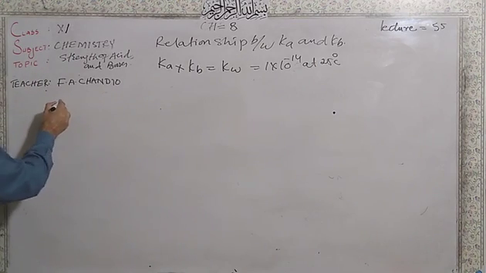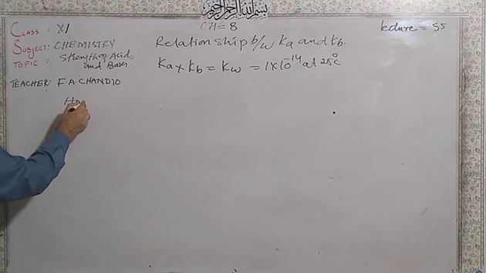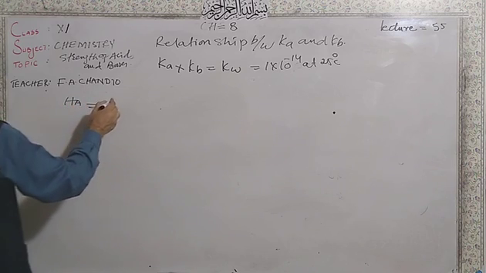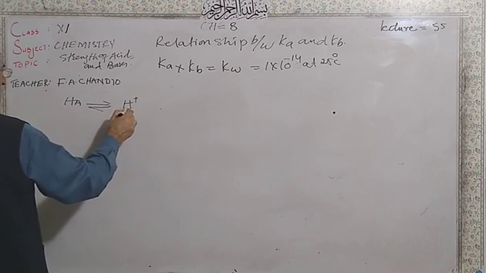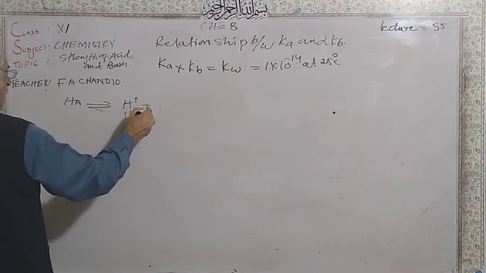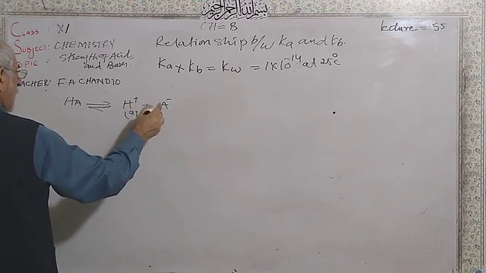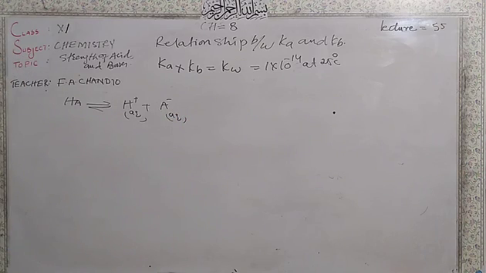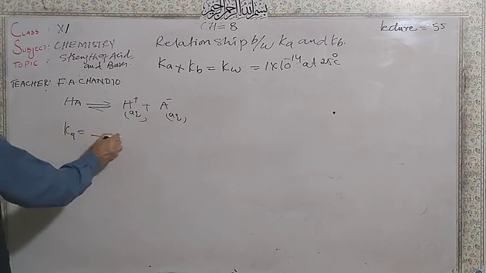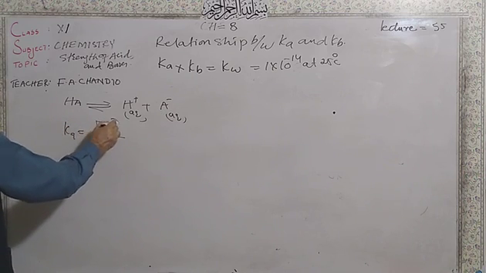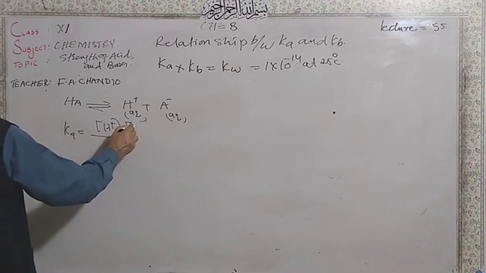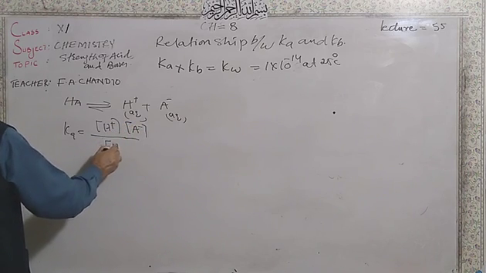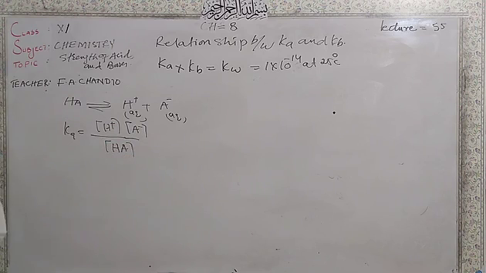So this is the acid, acetic acid, which dissociates to a small extent into hydrogen ions and acetate ions. This is the conjugate base. So for Ka, it is the concentration of hydrogen ions times acetate ions divided by the concentration of the acid.